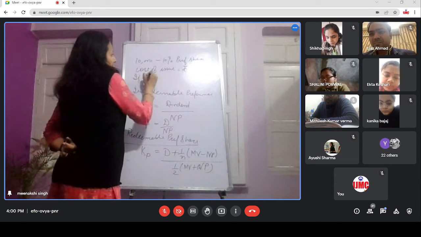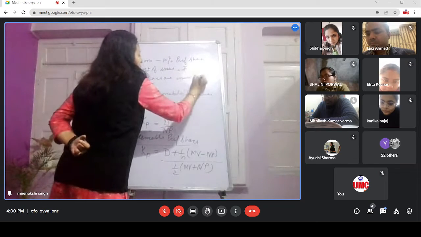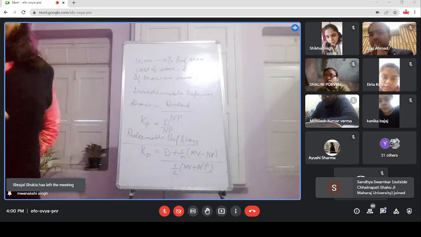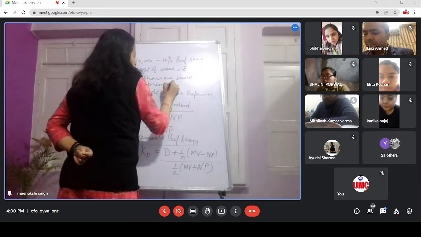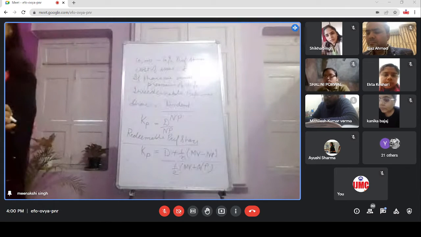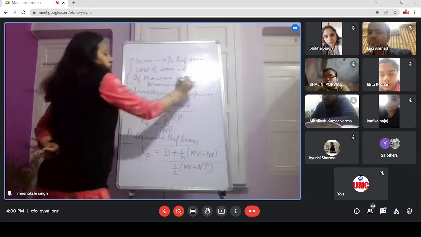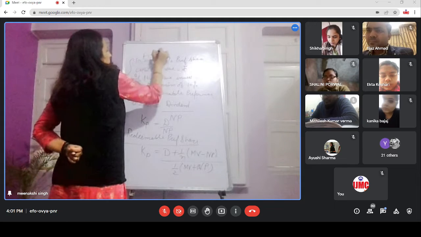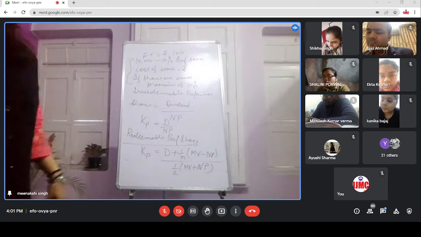If shares are issued at, we have the three conditions, so we take it as a premium. Shares are issued at a premium of 10%. Right? When the question is silent about the face value, always take it as 100. Face value is ₹100.